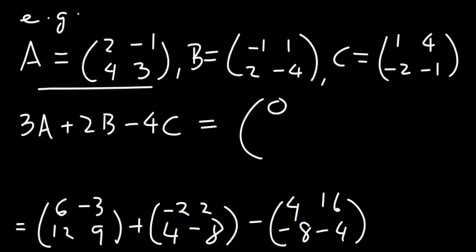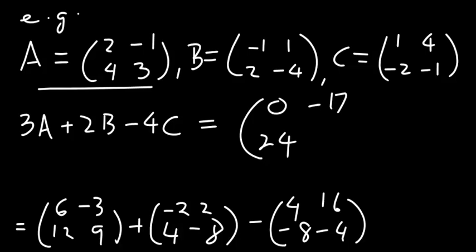Now let's move on to element 1, 2. So row 1, column 2. You have minus 3 plus 2, so that is minus 1. Minus 1 minus 16, so that is minus 17. Moving on to the element occupying row 2 and column 1. So you have 12 plus 4, that's 16. 16 minus 8, that is 8. That's going to give you 24.